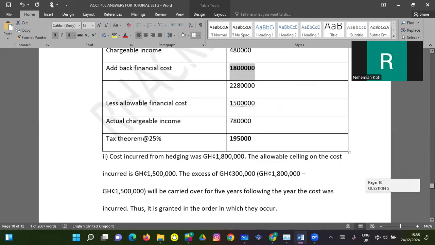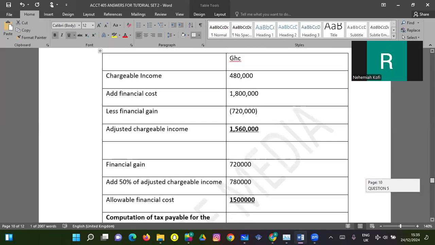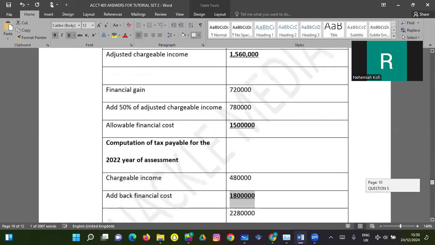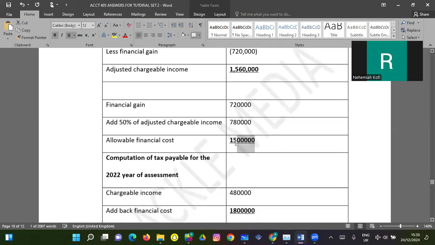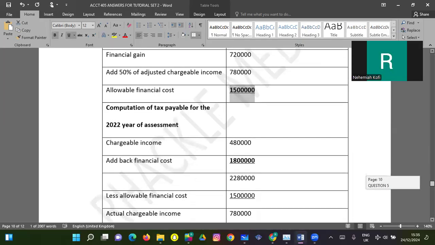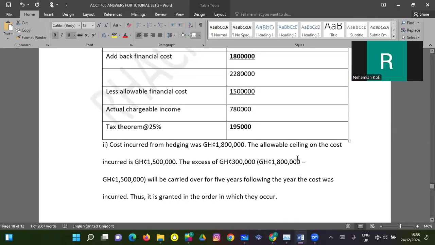1.5 million. So the financial cost itself is what? 1.8 million. But the one that is allowable, according to the Tax Act, is what? 1.5 million. So what are we going to do? We are only going to be allowed to pay that particular 1.5 million. Then the 300,000 will be carried forward for the next 5 years, right? Thus it is being granted in the order in which they were incurred.